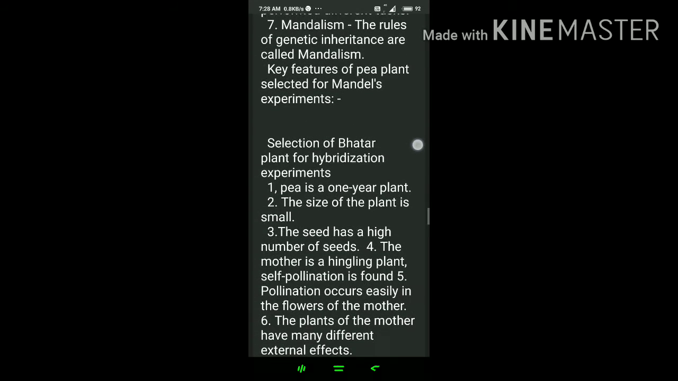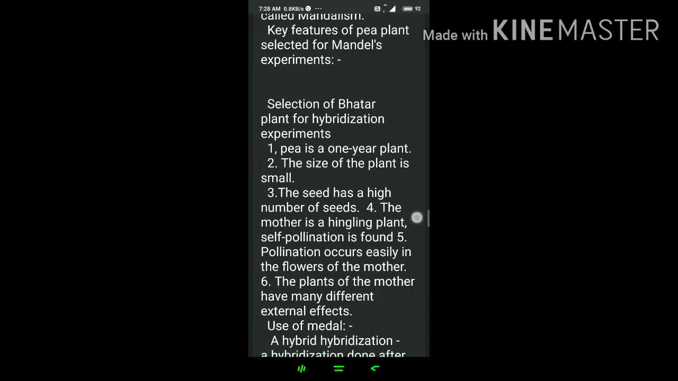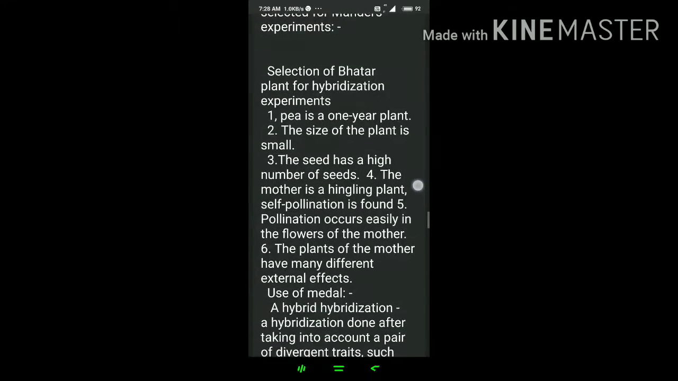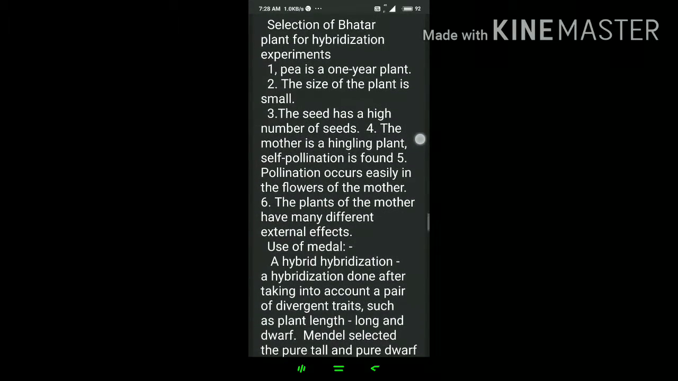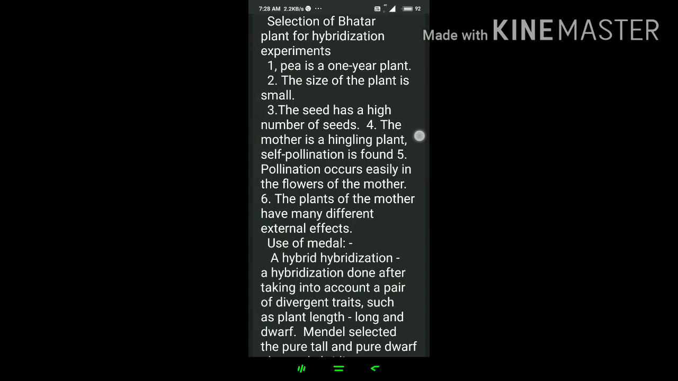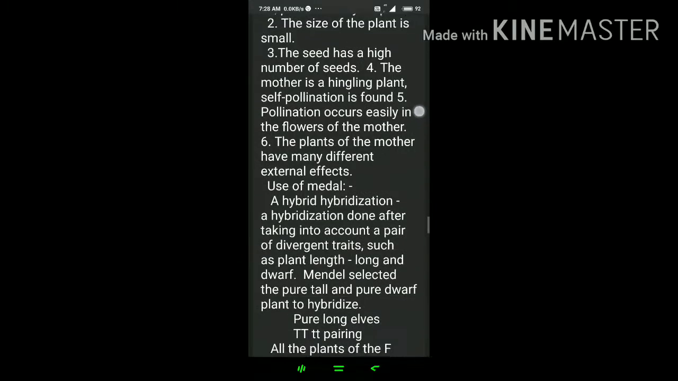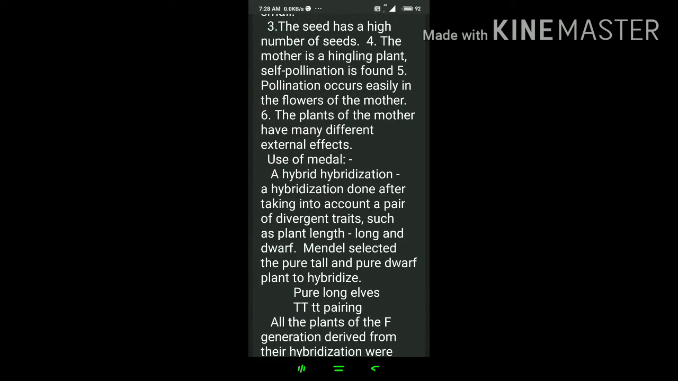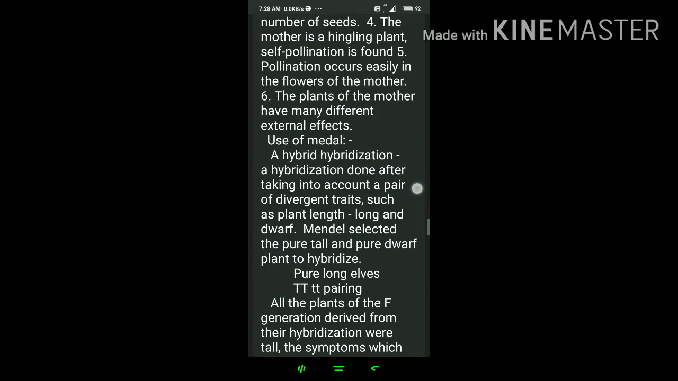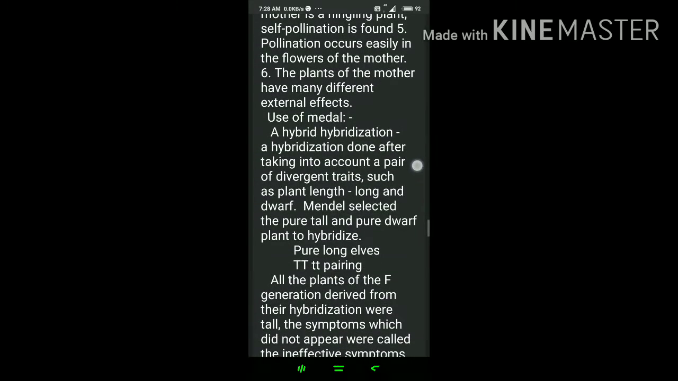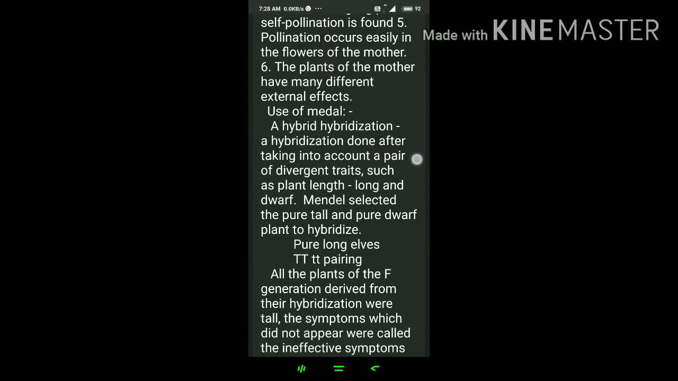Key features of the pea plant selected for Mendel's experiments. Selection of the pea plant for hybridization experiments. 1. Pea is a one-year plant. 2. The size of the plant is small. 3. The plant has a high number of seeds. 4. The pea is a flowering plant. Self-pollination is found. 5. Pollination occurs easily in the flowers of the pea. 6. The pea plants have many different external traits.